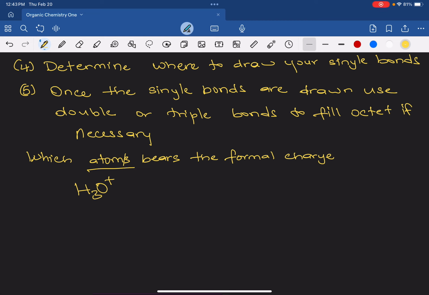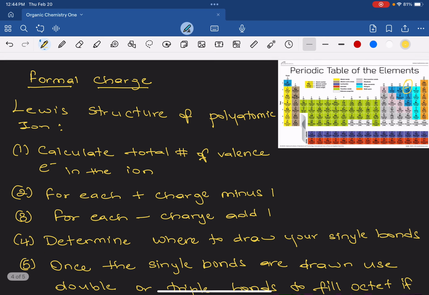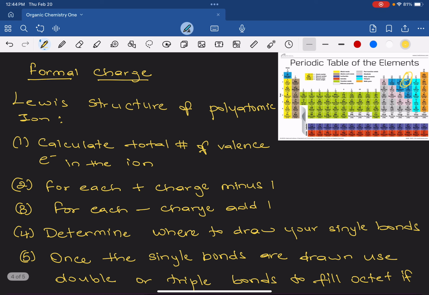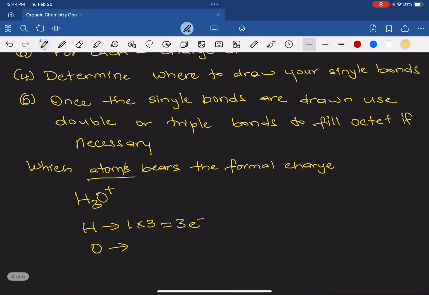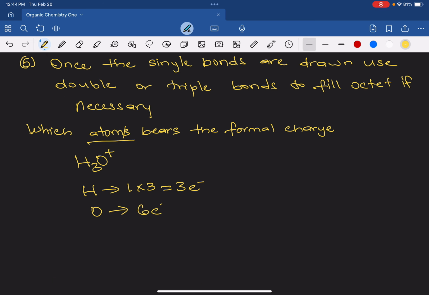First things first, let's follow the rules. We're going to calculate the number of valence electrons in H3O plus. I have three hydrogens, one electron each. So that's 1 times 3, equal to 3 electrons. Oxygen, and I'll remind you how to get the number of valence electrons: go to your periodic table. Oxygen is over here in group 6, so oxygen has 6 valence electrons. And then I'm going to add the 3 and the 6. I get 9 electrons, right?